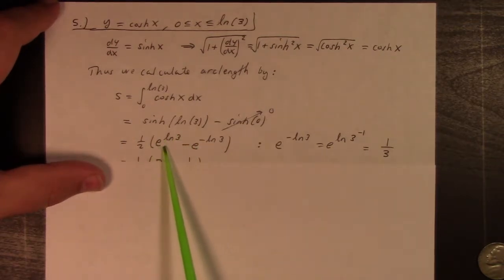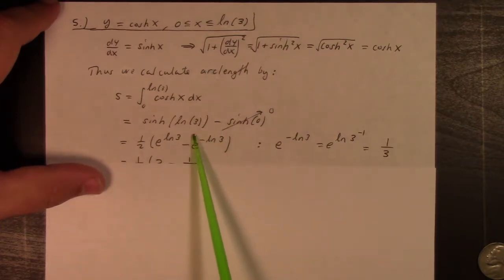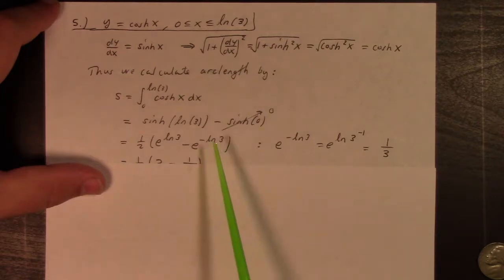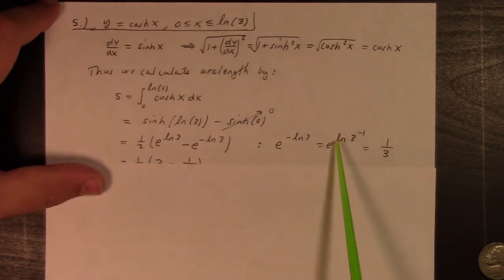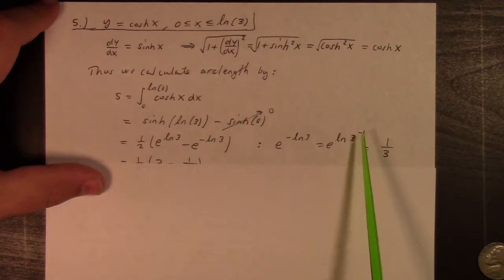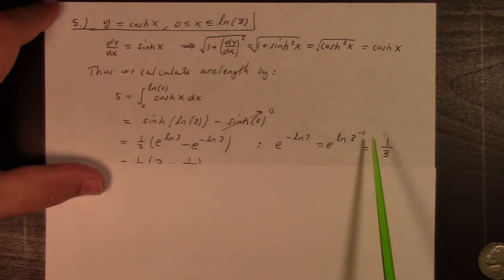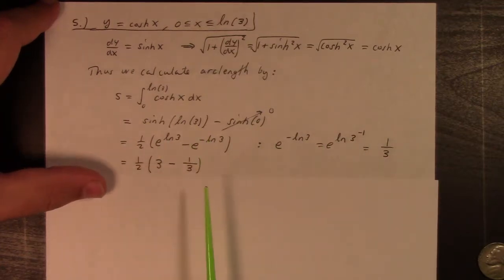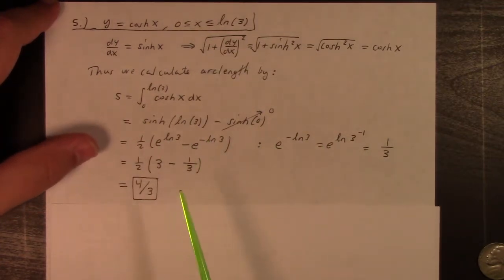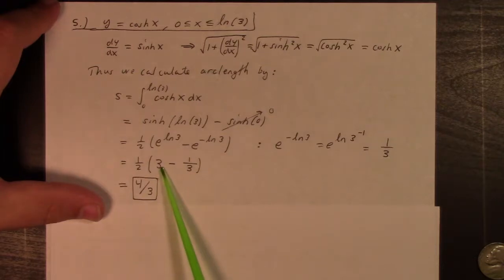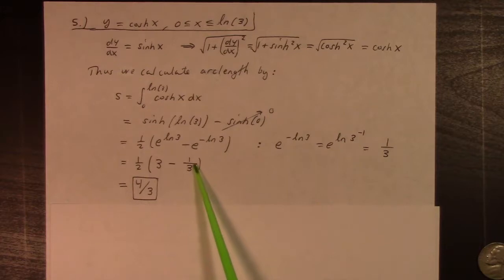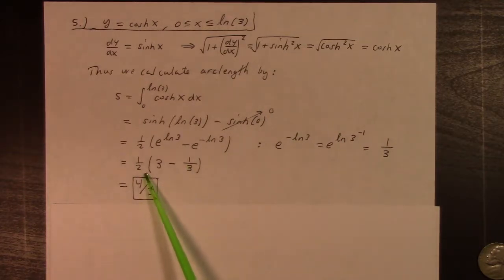Now, e to the log of 3 is just 3. This I need to clean up a little bit. To bring the minus into the logarithm, by properties of logarithms, that's log of 3 to the minus 1. So e to the log of 3 to the minus 1 is just 3 to the minus 1, which is 1/3. So this simplifies to 3 minus 1/3, which gives me 9/3 minus 1/3, which is 8/3. 8/3 divided by 2 is 4/3. There you go, arc length.